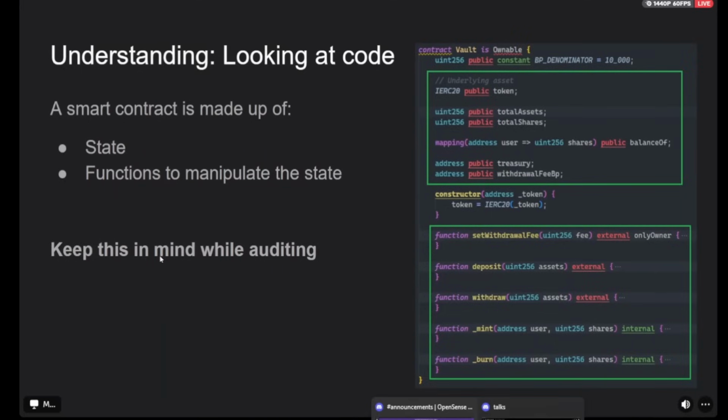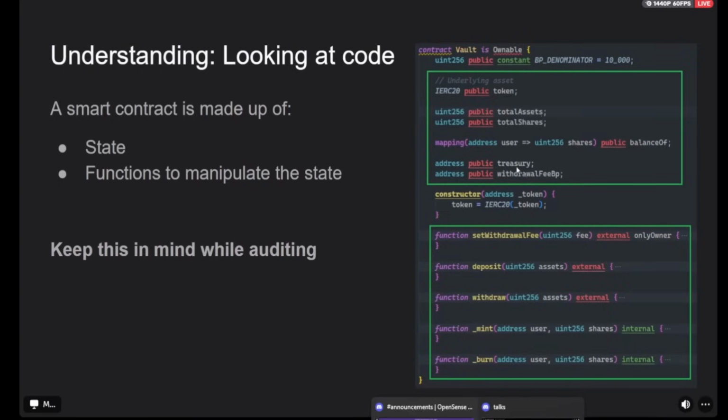But while you're auditing, you must always keep the idea of state in mind. This means that when you're looking at all the functions, let's say deposit, for the vault contract, you have basically two important state variables. This is your typical ERC-4626 vault, by the way, that I coded just for example. But the three important state variables are total assets, total shares, and balance of.